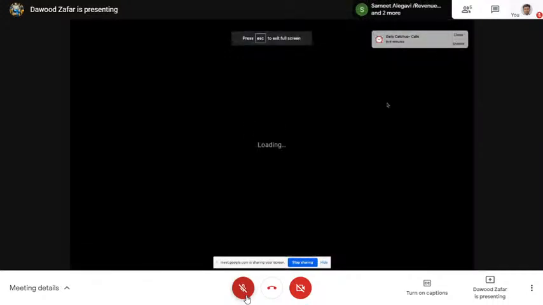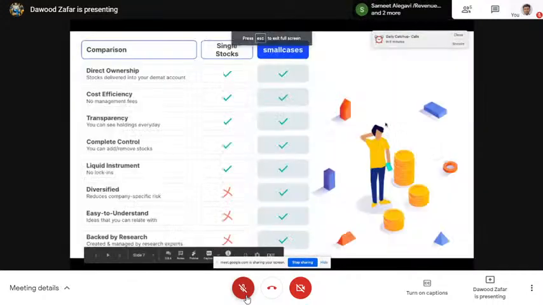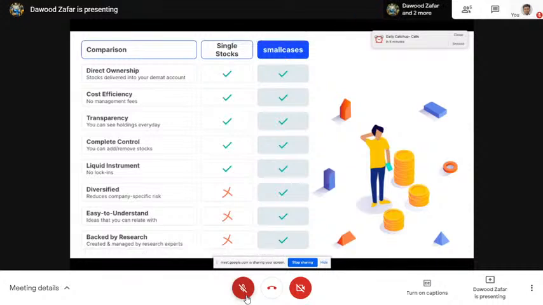Okay, so let's come to this comparison page. How are smallcases different compared to others? I'm just comparing with single stocks. You can always compare with other products on your own, right? If we start, smallcases are diversified baskets. As we all know, we don't understand single stocks easily, because at least for me, it was really difficult to start my journey, right?